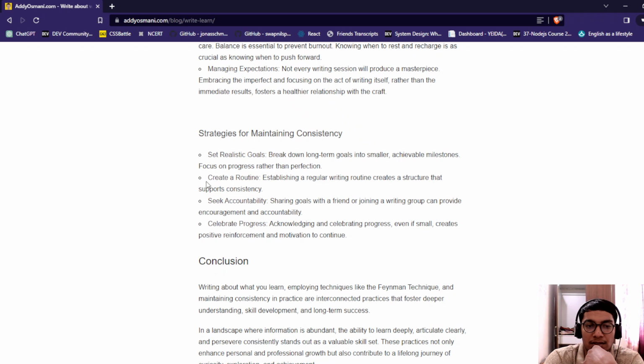Strategies for maintaining consistency. Set a realistic goal. Break down long-term goals into smaller, achievable milestones. Focus on progress rather than perfection. Create a routine. Establish a regular writing routine. Create a structure to support consistency.